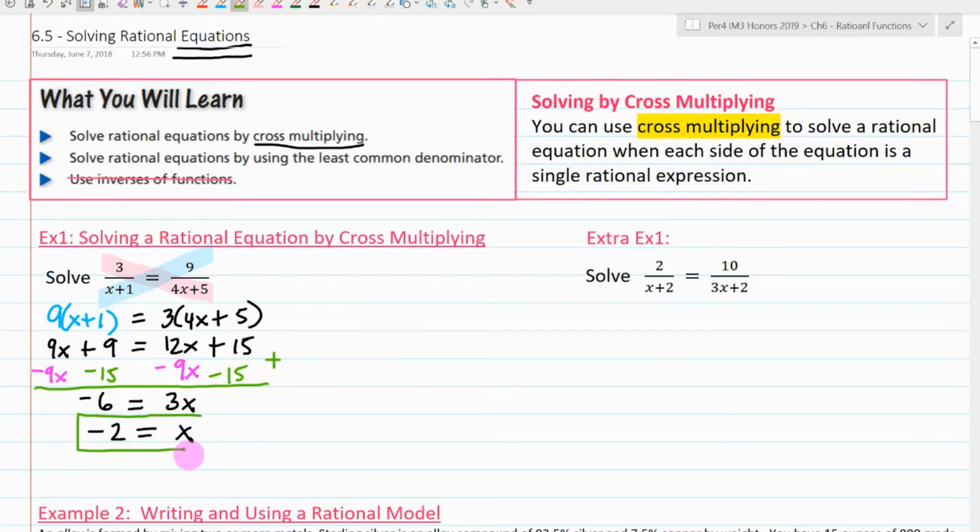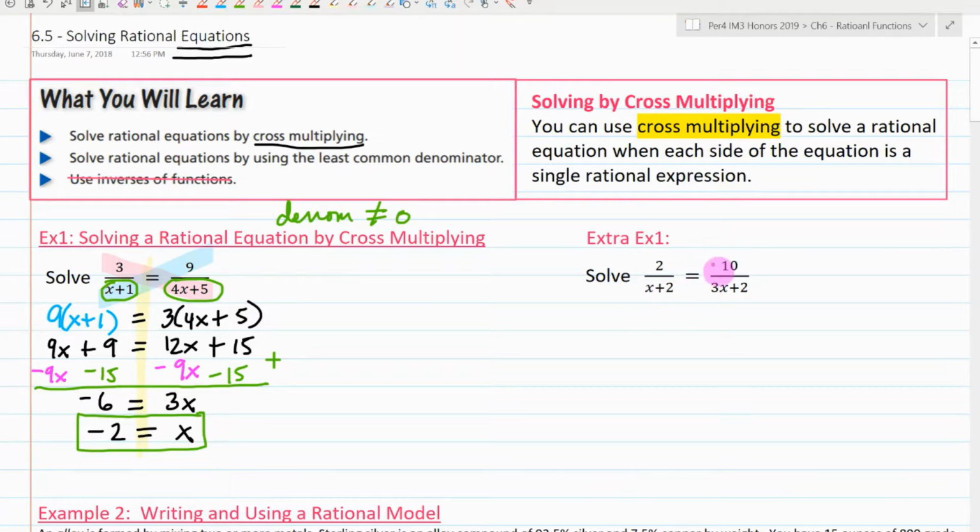Now, you do have to check your answers. What happens here is that since we have fractions, we cannot use any numbers that make this 0. So the denominator of the original cannot equal 0. That's your only restriction. And so negative 2 doesn't make that 0, doesn't make that 0, so you're fine. Go ahead and try this one, pause the video and do the problem. And again, please keep your equal sign lined up where it is the entire problem.